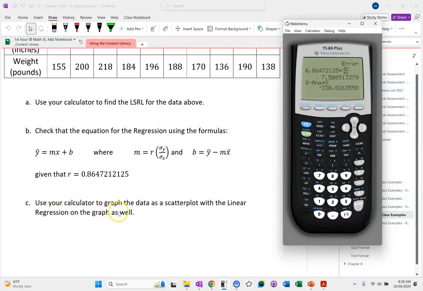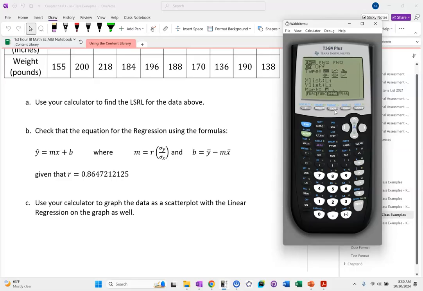And then it says use your calculator to graph the data as a scatter plot with the regression on the graph as well. Because I stored my regression equation when I wrote it, that's already in my y1, so I don't have to type that in. I'm just going to go to stat plot, so press second y equals. I'm going to turn plot 1 on, make sure I have the first option selected, that's the scatter plot, and change my x's to L1 and my y's to L2.